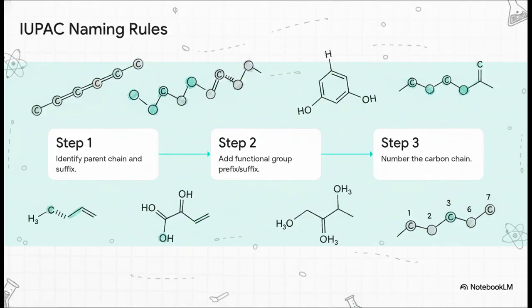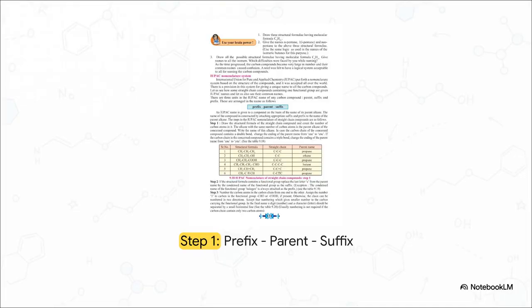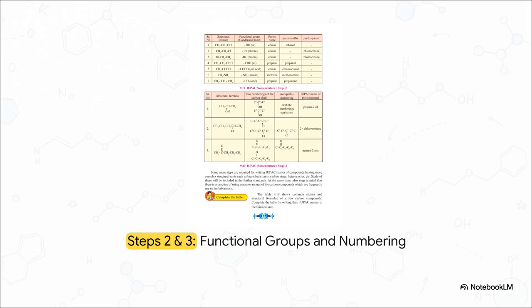That's the whole process. For step 1, as you can see here, we simply count the carbon atoms to find the parent alkane. For example, 3 carbons means propane. Then you just change the ending to -ene or -yne if there are double or triple bonds present in the chain. Simple enough, right? Now, for steps 2 and 3, this brilliantly illustrates how we attach the functional group's name as a prefix or suffix, like adding "-ol" for alcohol.